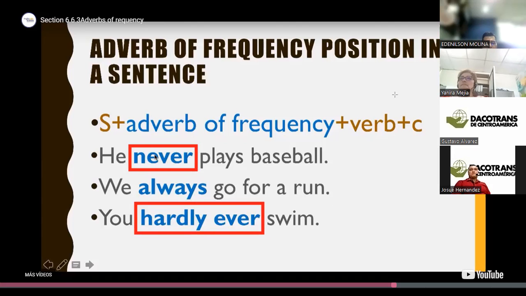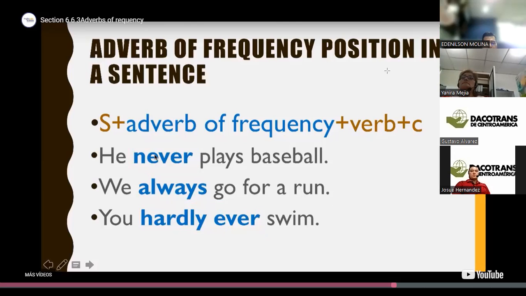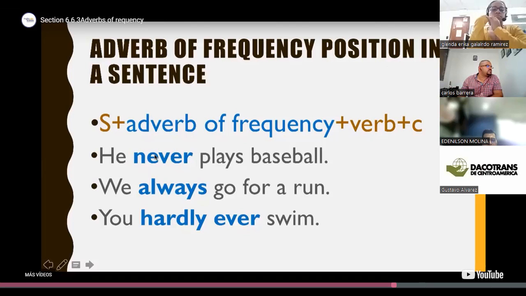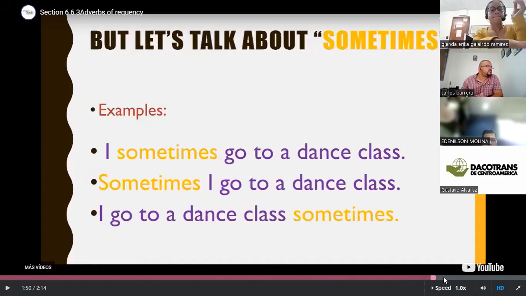You hardly ever swim. Casi nunca nada. Acá, si se fijan, no estamos expresando don't and doesn't, porque existe como una escala que va del 100 al 0% también. Ya se la voy a compartir. Pero si quieren expresar frecuencias, no en sí como negativo, sino con la frecuencia en que se hacen las actividades, tenemos esta, sometimes. It's the only one. Es el único adverb of frequency that we can have at the beginning of the sentence.